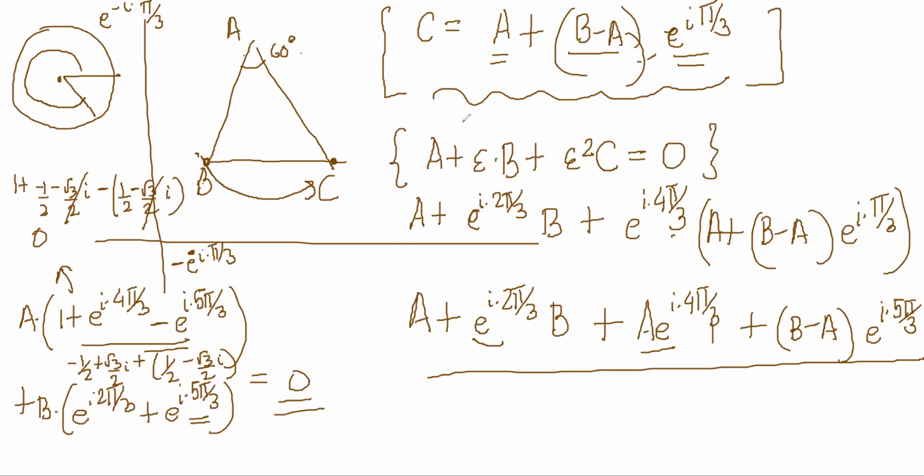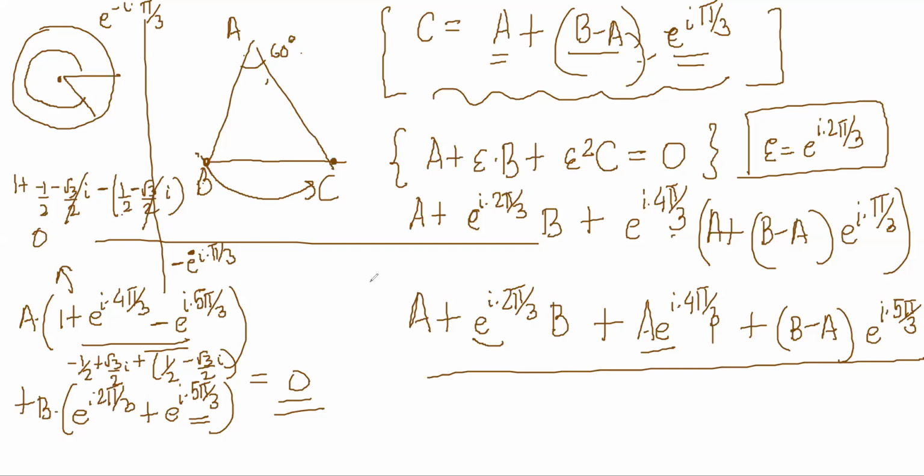The result is that if it is an equilateral triangle, you will have A plus epsilon B plus epsilon square C is 0, where epsilon is equal to e power i 2π/3. Now here we have proved this by an identity. This is an identity, it always is 0, right? So there is nothing wrong here.